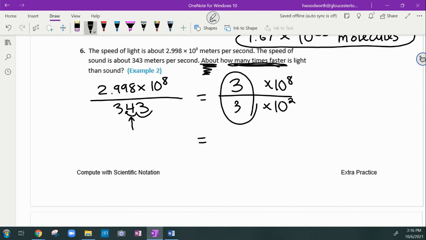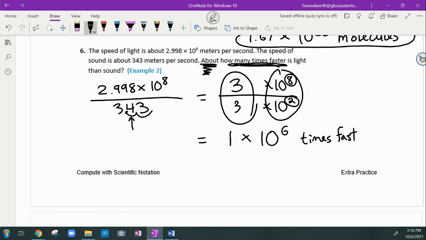Now, when we divide our regular numbers, it's kind of like using the associative property. We get 1. We divide using our quotient of powers property, and that means we're going to subtract those exponents. 8 minus 2 is 6. So, let's see, how many times faster? It is 1 times 10 to the 6th times faster.